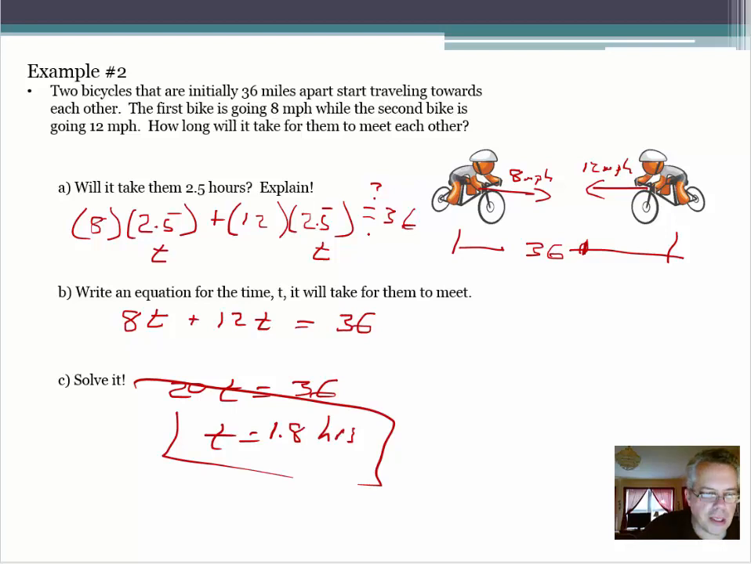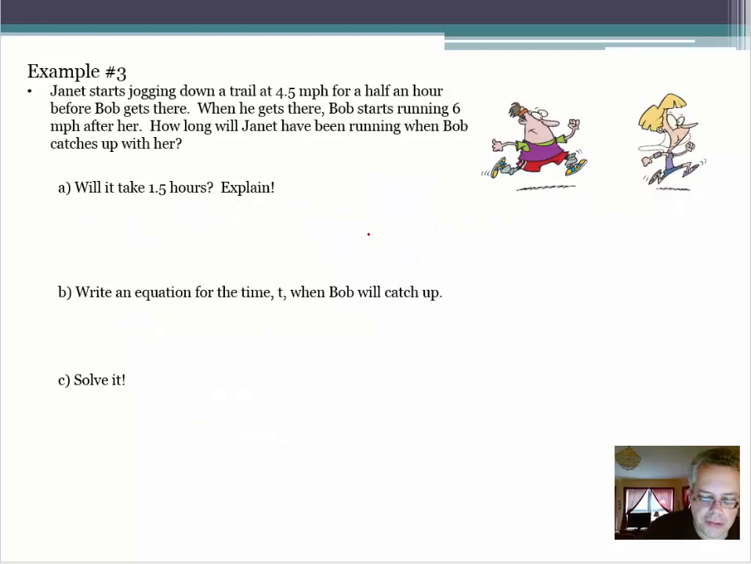All right, let's take a look at the last example. The last example is someone chasing someone. This one's a little bit more advanced. We can do it though. It says Janet starts jogging down the trail at 4.5 miles per hour for a half an hour. So she gets a head start. And when Bob gets there, he starts running at 6 miles per hour after her. So how long will Janet have been running when Bob catches up to her?